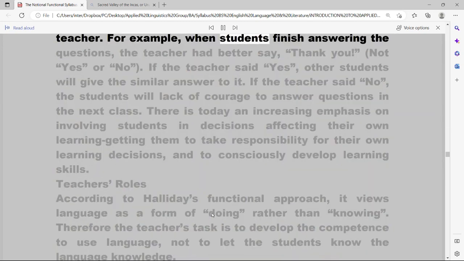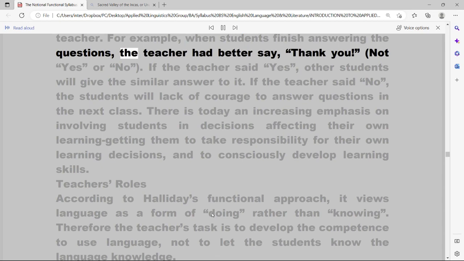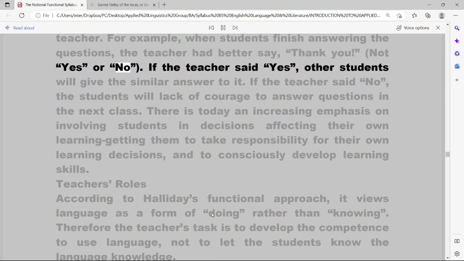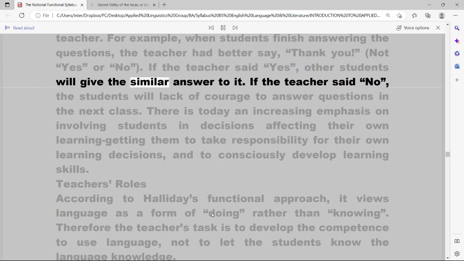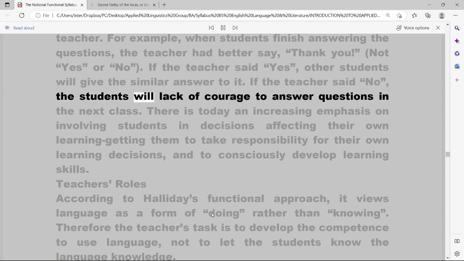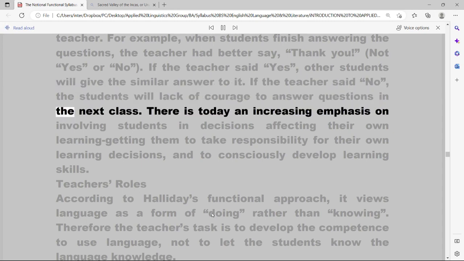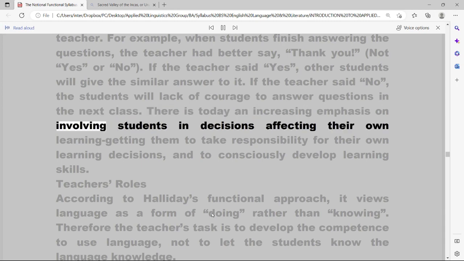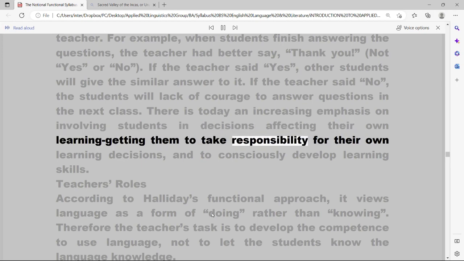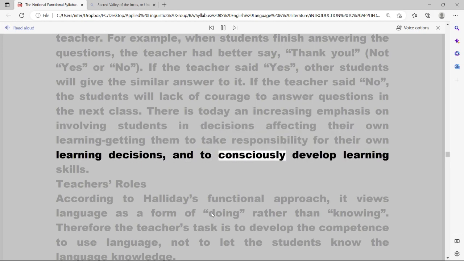For example, when students finish answering the questions, the teacher had better say, "Thank you," not "yes" or "no." If the teacher says "yes," other students will give a similar answer to it. If the teacher says "no," the students will lack the courage to answer questions in the next class. There is today an increasing emphasis on involving students in decisions affecting their own learning, getting them to take responsibility for their own learning decisions, and to consciously develop learning skills.